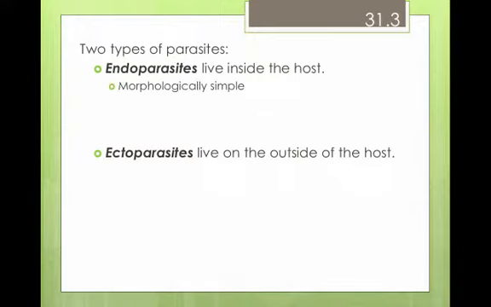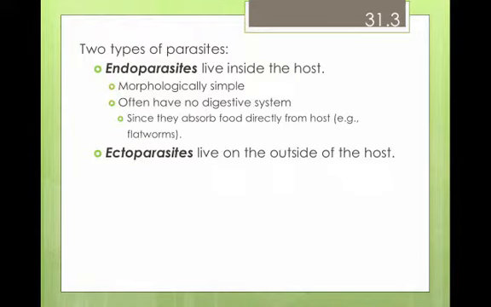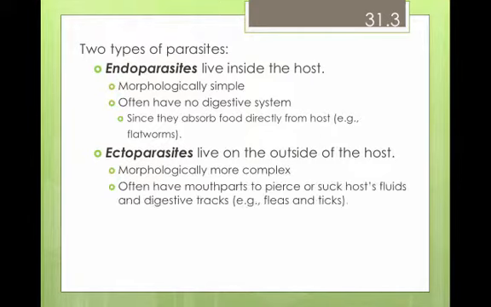Endoparasites are morphologically simple. They often have no digestive system. They just absorb the nutrients directly from the host, like flatworms. Ectoparasites are more morphologically complex, and they often have mouth parts to pierce or suck host fluids, and digestive tracts, such as fleas, ticks, and leeches.